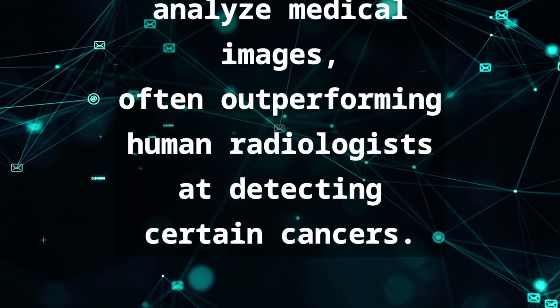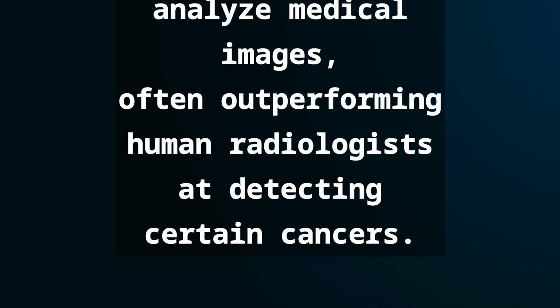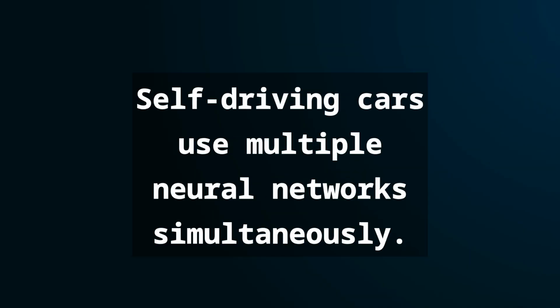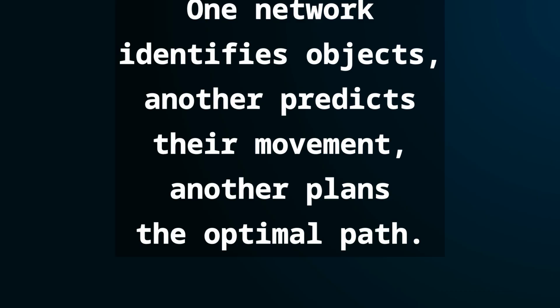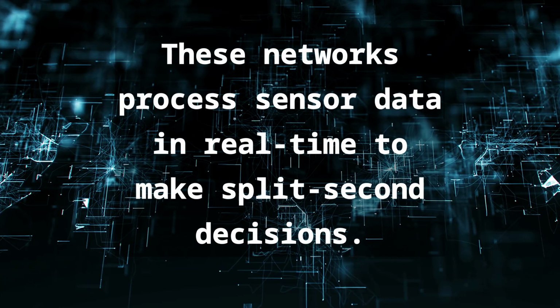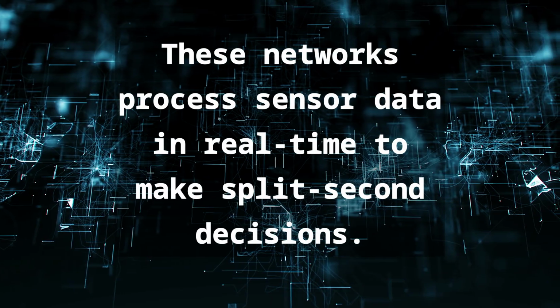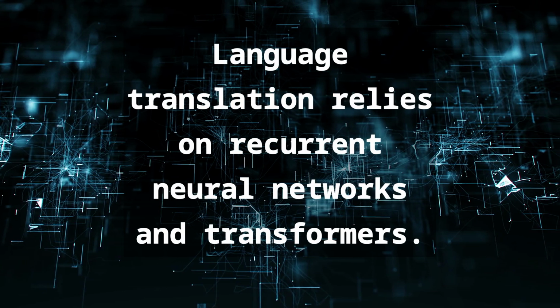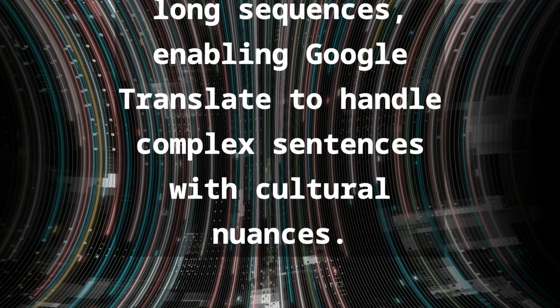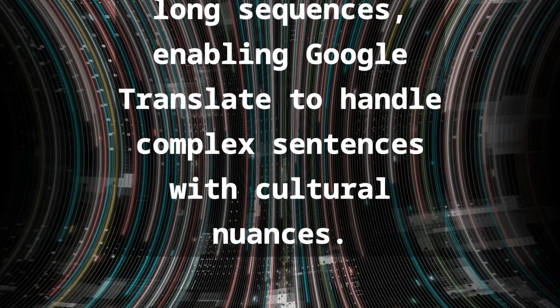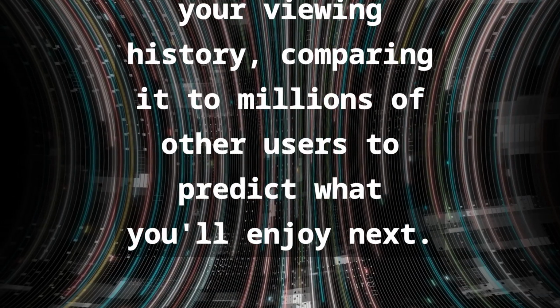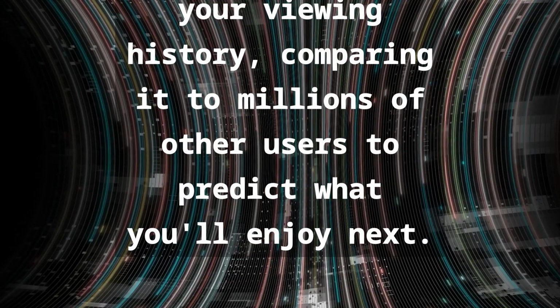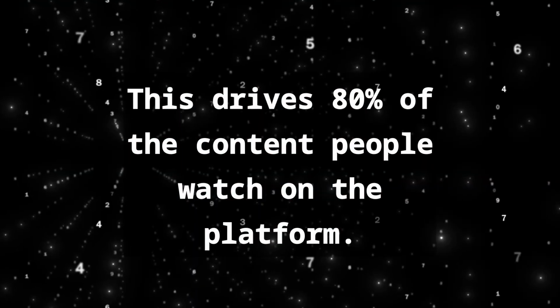Language translation relies on recurrent neural networks and transformers. These architectures can understand context across long sequences, enabling Google Translate to handle complex sentences with cultural nuances. Netflix's recommendation engine uses neural networks to analyze your viewing history, comparing it to millions of other users to predict what you'll enjoy next. This drives 80% of the content people watch on the platform.